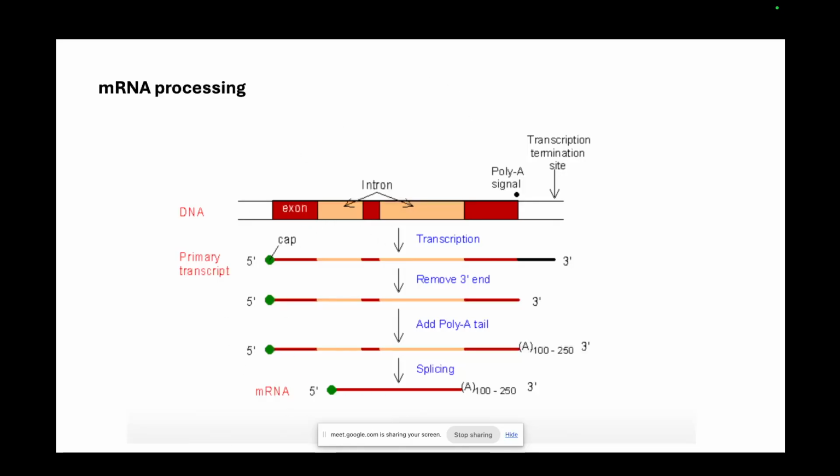I hope you know this. So from the DNA, you go to the mRNA, which is the spliced mRNA, after removing all the intronic regions. The important thing is that on the 5' end of this mRNA, you have a cap, and on the 3' end you have a poly A tail, a set of long A's at the end, right?